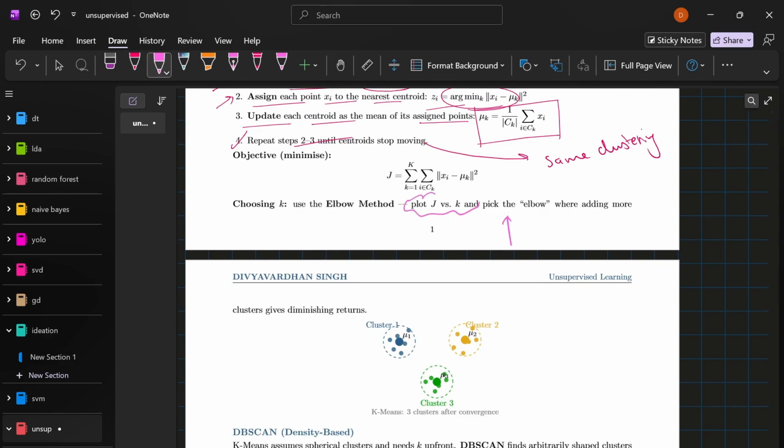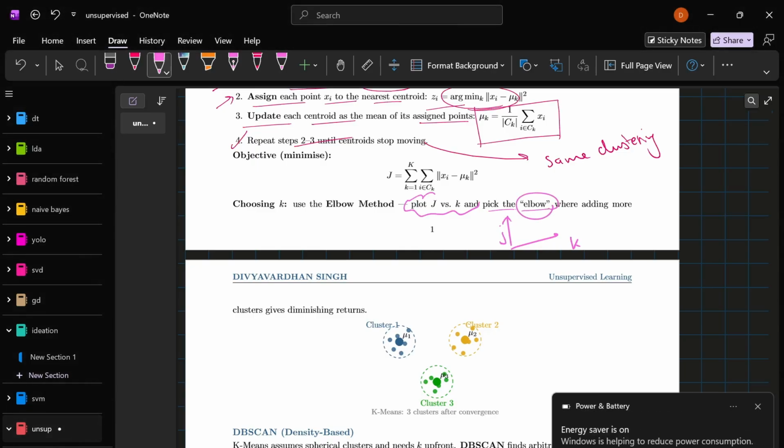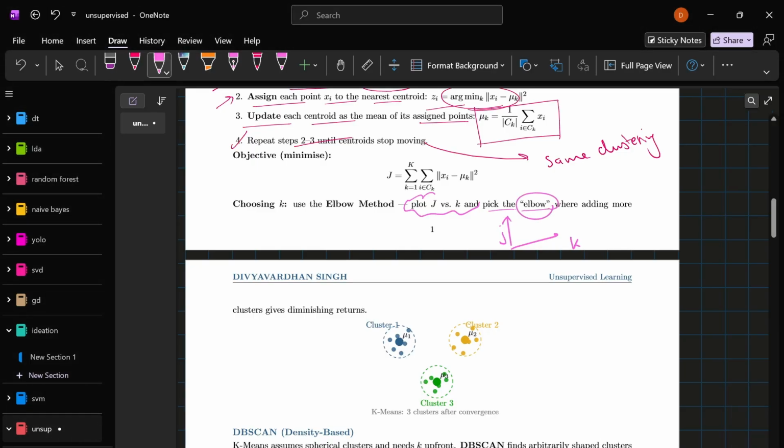As k increases, J always decreases. That's obvious. More cluster points mean that you are closer to the centroid. But at some point, the improvement starts flattening out. That's the elbow point where the curve bends. So that's your optimal k.